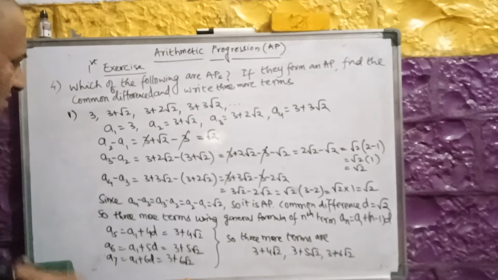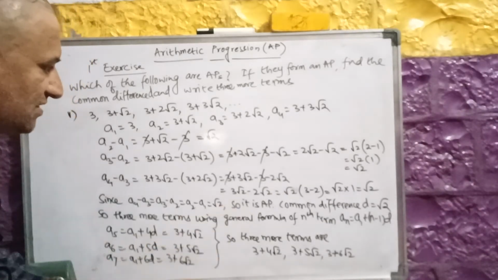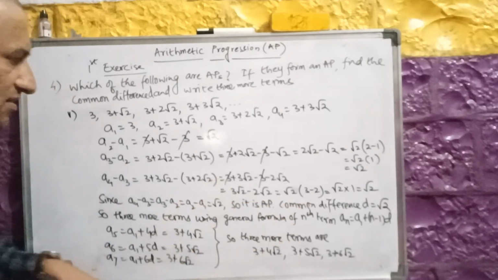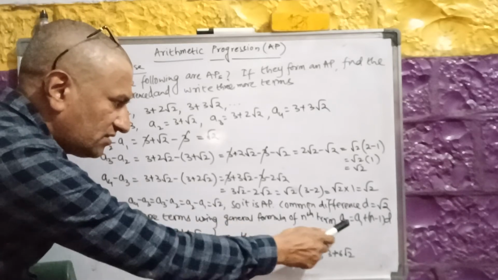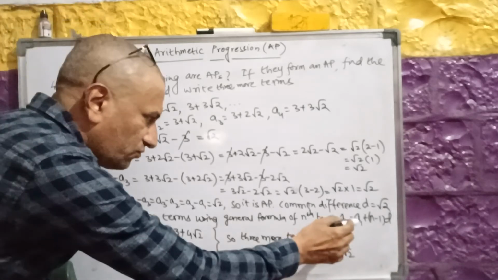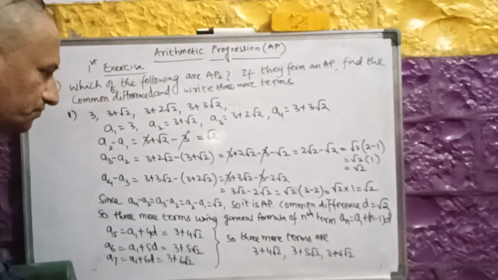So as you can see here, all consecutive term differences are root 2. Hence it is an AP. Hence the common difference is root 2. Now, finding the next three more terms, we use the formula for the nth term, which is an is equal to a1 plus (n minus 1) d, where a1 is the first term, n is the nth term, and d is the common difference.